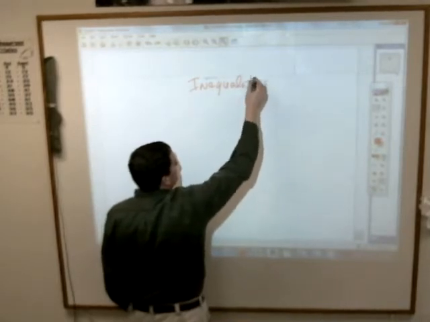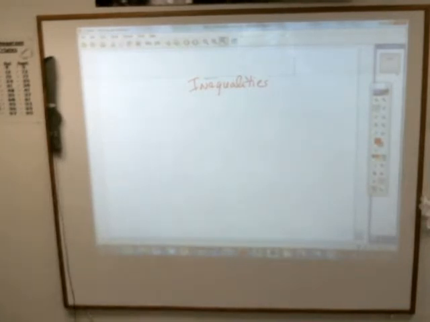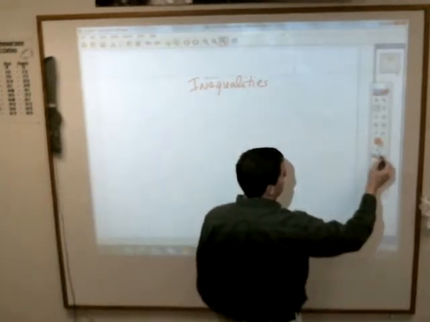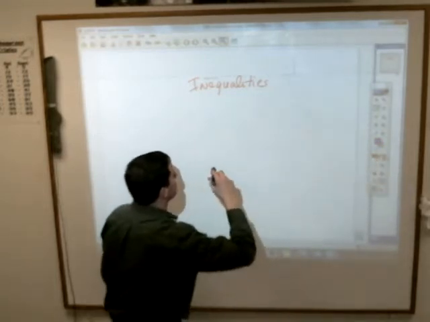Inequalities. And when you hear the word inequalities, the first thing that pops into your mind is? We have to do work for once. Yes, greater than or less than symbols. So it tells you things that are not equal.